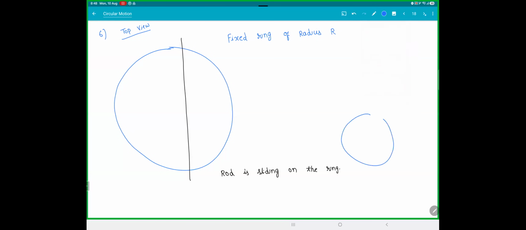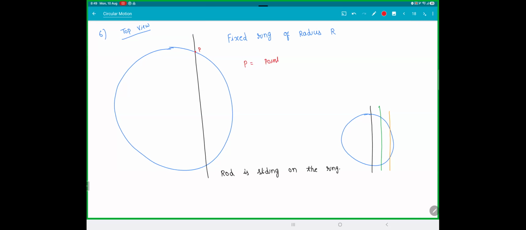If this is the ring, initially the rod was here. After some time, the rod was here. After some time, the rod was here. So this is how the rod is going. The rod is moving continuously. Now we are defining the point of intersection between the rod and the ring as point P. P is a point of intersection.